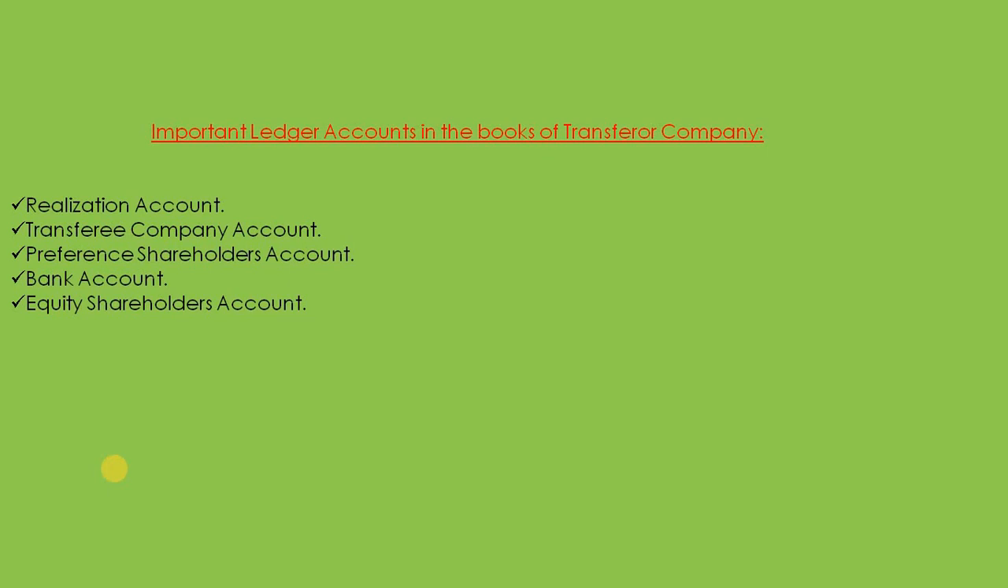The first ledger account is realization account. Realization account is more or less like a profit and loss account. It is a nominal account. In realization account, we will transfer assets and liabilities. And from realization account, we will also find out whether we are getting profit or loss at the time of dissolving or closing down or liquidating our company, that is the transferor company.